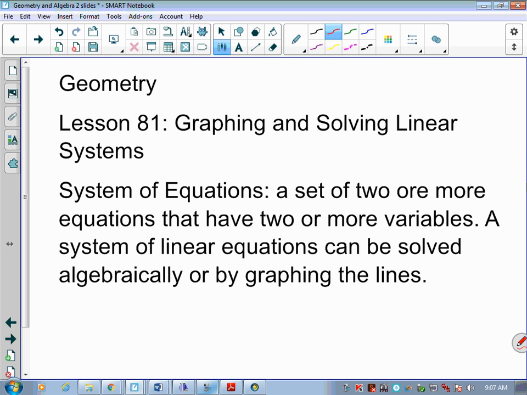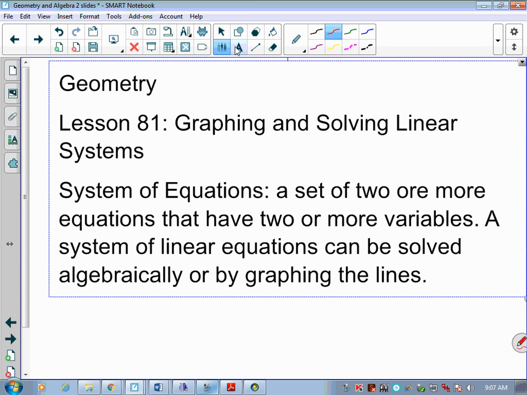So a system of equations is a set of two or more equations that have two or more variables. We're not talking about minerals, so let's fix that up. All right, we can have systems of three variable equations. Systems of linear equations can be solved algebraically or by graphing the lines.